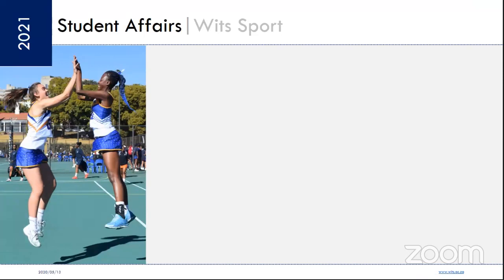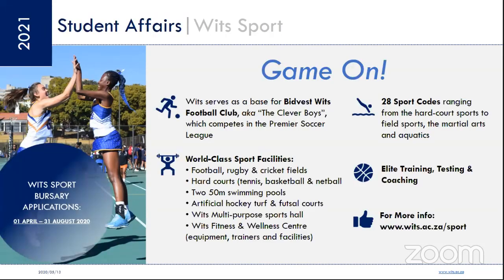Again, student affairs, if we look into sports, Wits has about 28 sporting codes. There are different sporting codes, sports that you can go into. Within those sporting codes, there are sporting activities that you can actually apply for bursaries for. So for you to know which ones you can apply for bursaries, you can just visit sports, and then you'll be able to see which ones you can apply for a bursary if you are participating in those sporting activities.